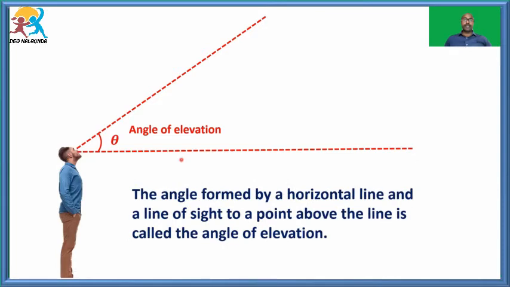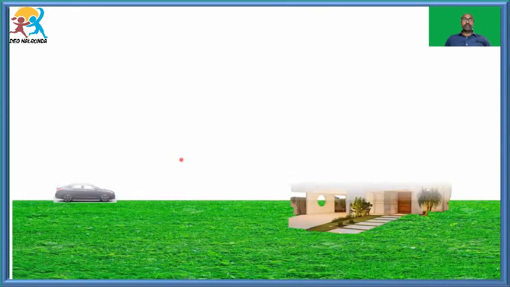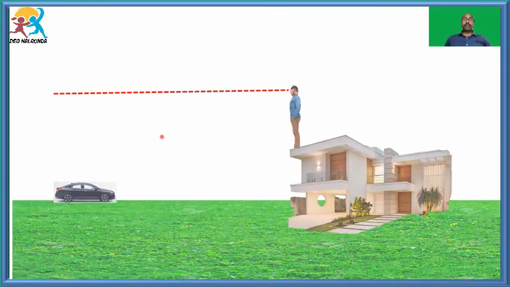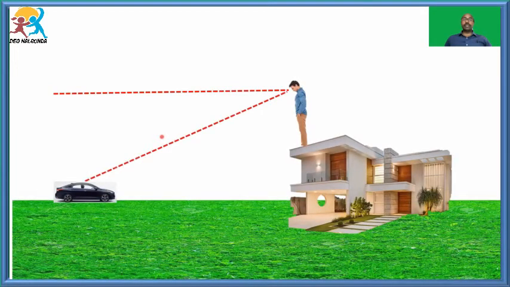Okay. Now another point. Here it is a beautiful building, and in front of the building there is a car. Now the person is at the top of the building. Now he is looking straight. So this is a horizontal line. Now he started looking at the car. Now this is the line of sight. Here also the line of sight is making some angle with the horizontal line. Now this angle is called angle of depression.